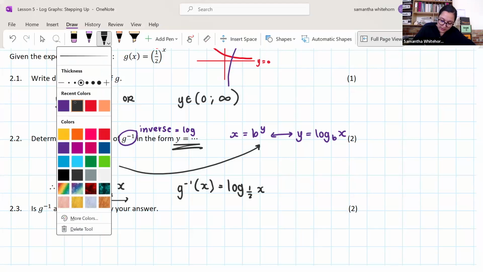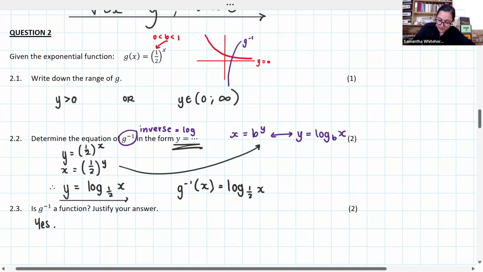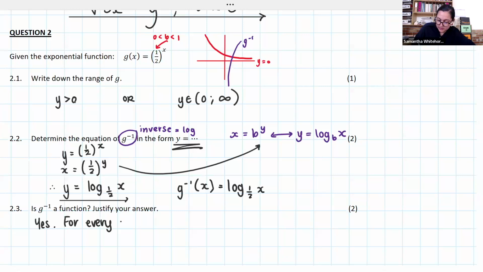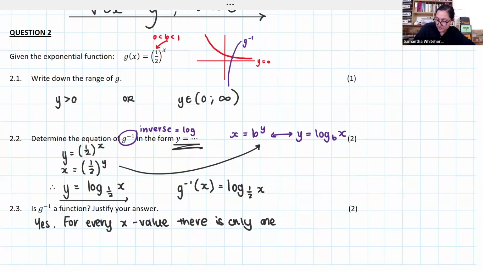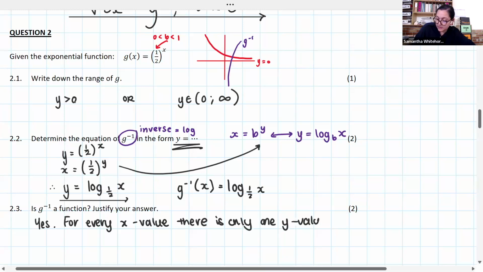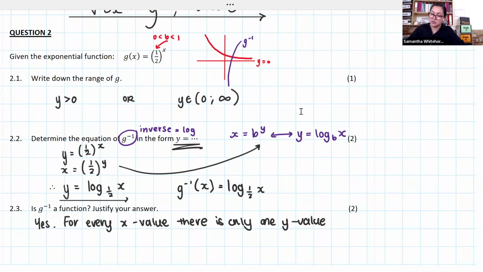So yes, this is a function, because for every x there's only one y. And again, yes, it is passing the vertical line test, but our reasoning should relate back to the definition of the function that we know.